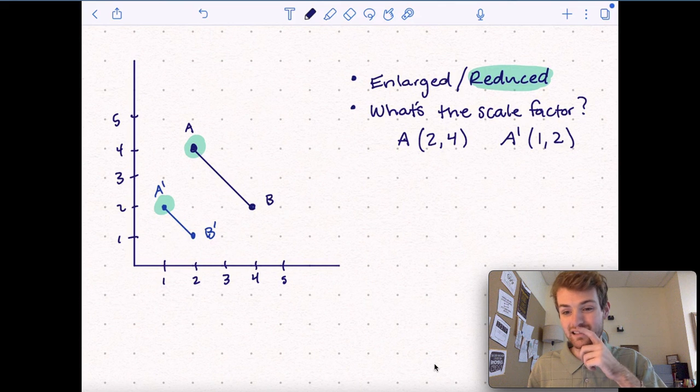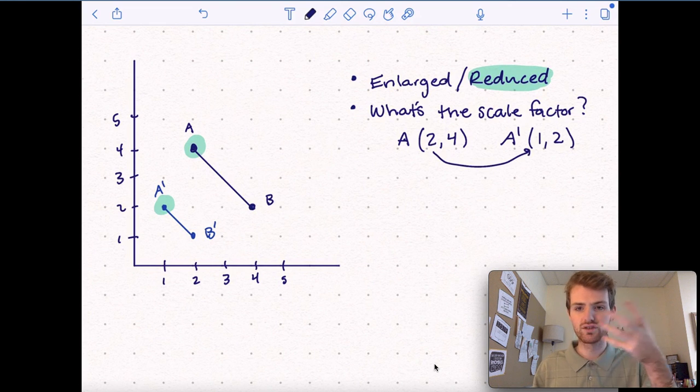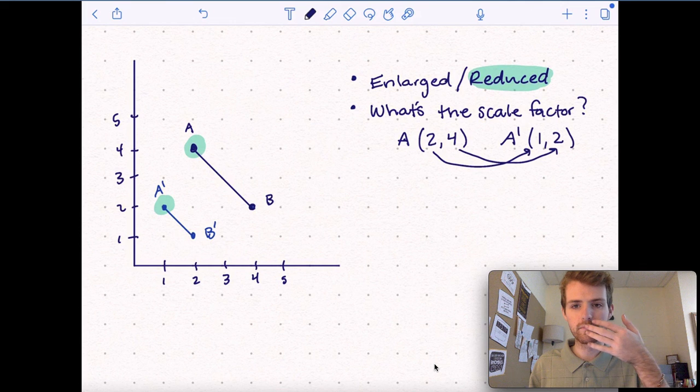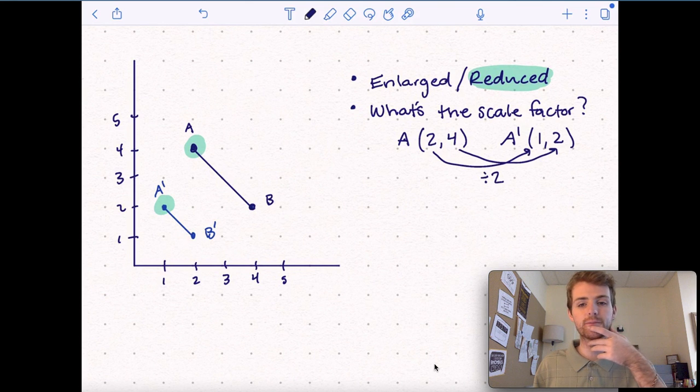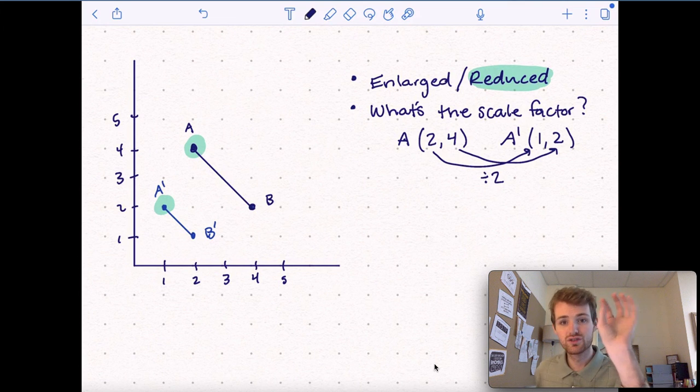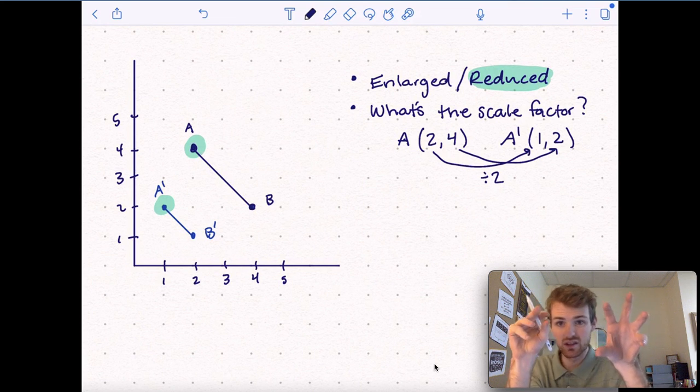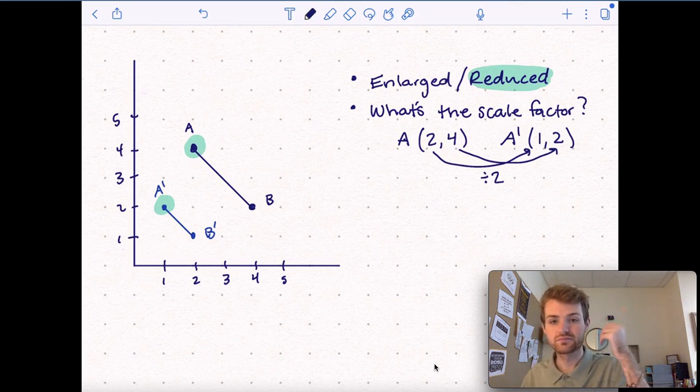All we need to do now is just look: if we started at 2 and we're ending up at 1, or if we're starting at 4 and we're ending up at 2, what's happening? What are we doing? Do you see how the pattern is divided by 2? We're dividing 2, 4. If you divide both of those numbers, you get 1, 2.